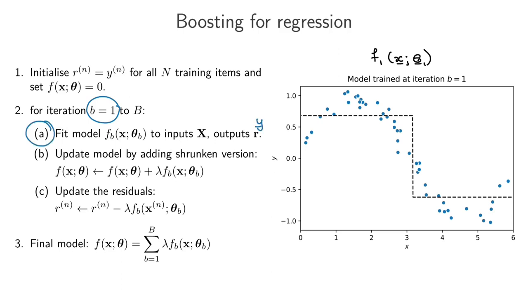Now, in the next step, what will we do? In the next step, we will update the model by adding a strong conversion. What does this mean?